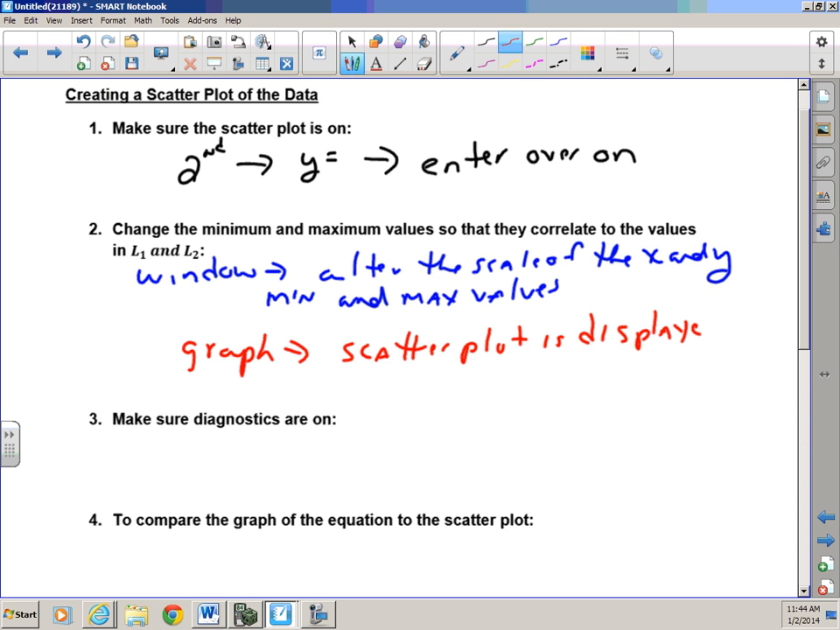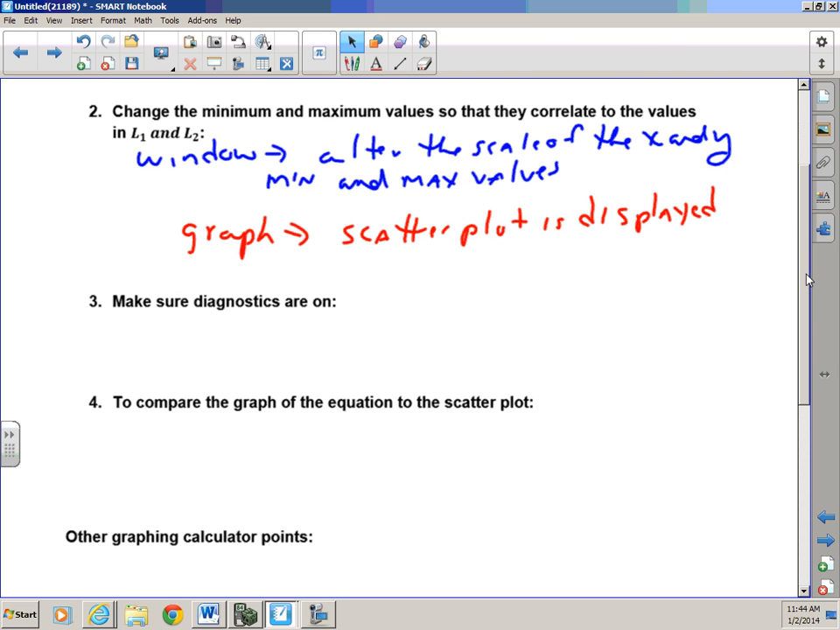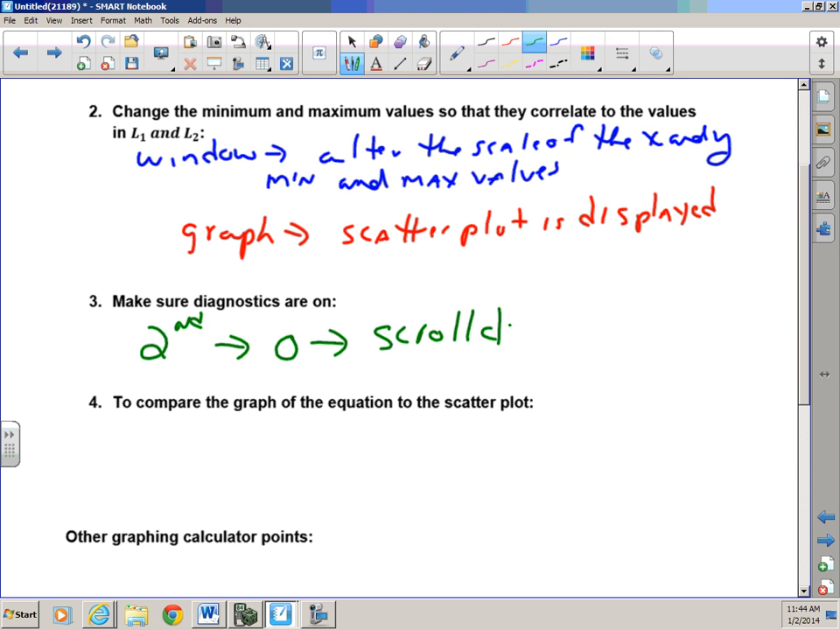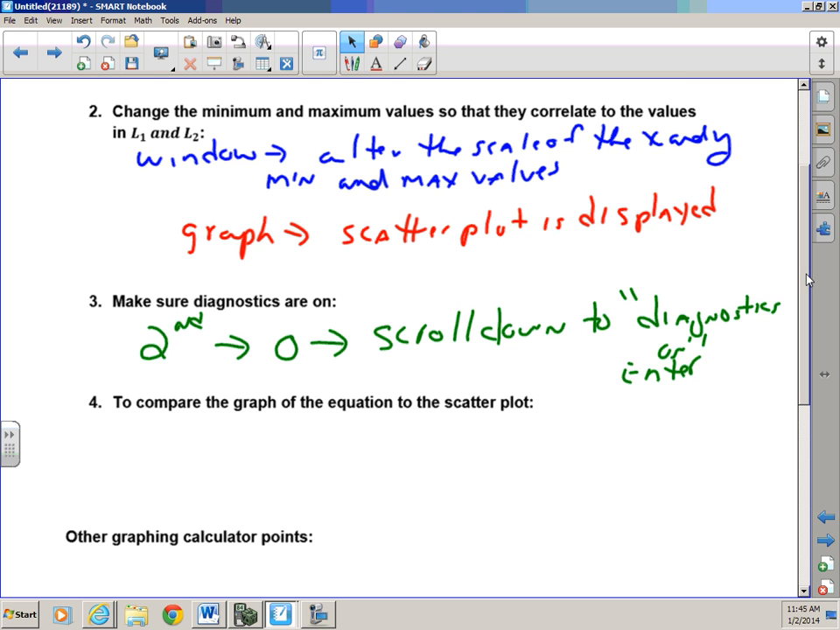Okay. Now, one thing to remember, how do you turn on your diagnostics? You hit second, 0, and then you scroll down to diagnostics on, and hit enter. Okay? Usually a couple of times.